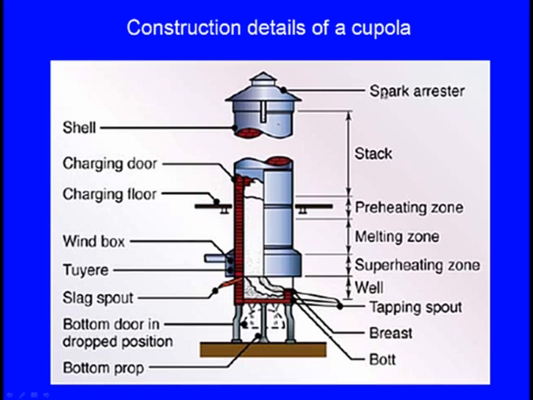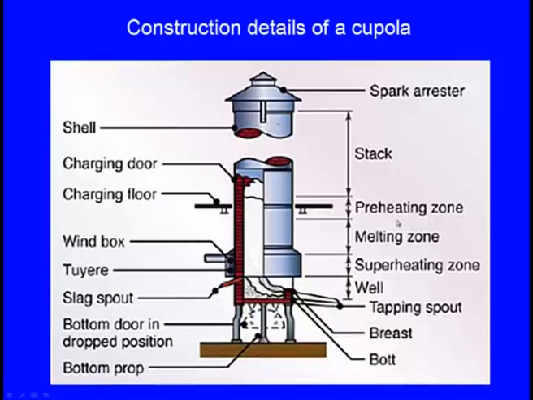And here we can see this is a spark arrestor, means when we are burning the coke and we release air at a high pressure, because of that the hot burning coke may fly. It is at that time the spark arrestor will prevent the burning coke from flying away from the cupola. Next one, this is the preheating zone and the melting zone, and here we can see again there is a tapping spout. Sometime back we have seen this is the slag spout, means through which we collect the slag, and here it is the tapping spout, means it is the spout or the entrance through which we collect the molten metal.